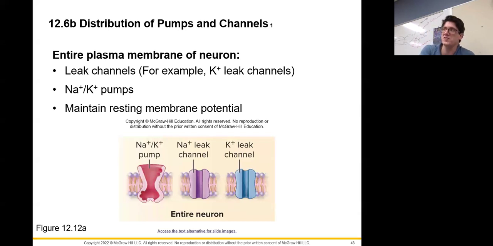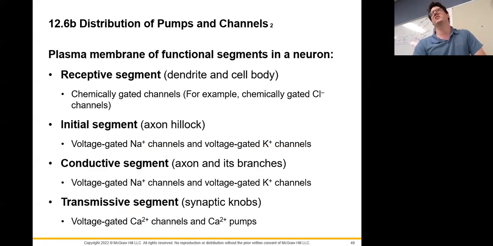However, also helping us maintain these things, because we will overshoot quite often, we will have some leak channels that will allow things like sodium and potassium to move from the outside to the inside or inside to outside based off of what those concentrations are. This way we can maintain that resting membrane potential so that we can maintain our ability to be excited.